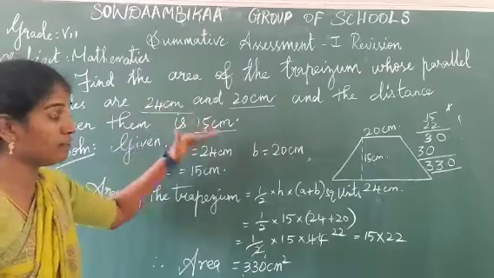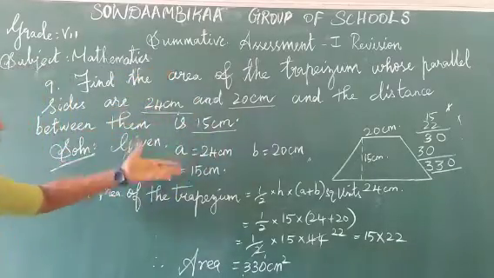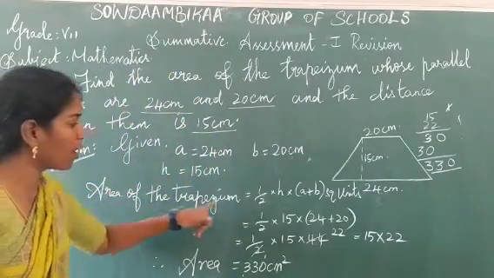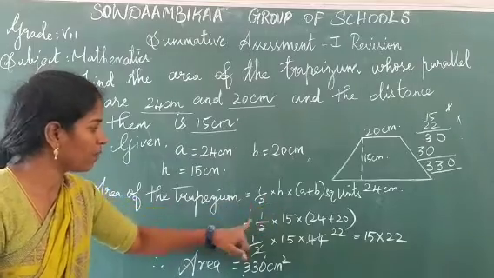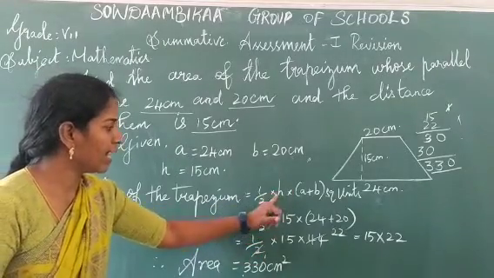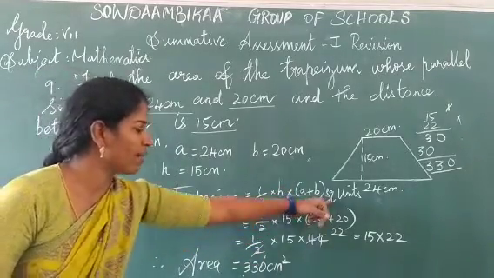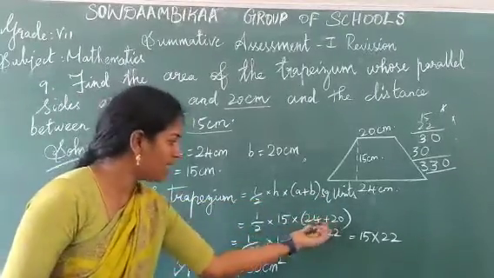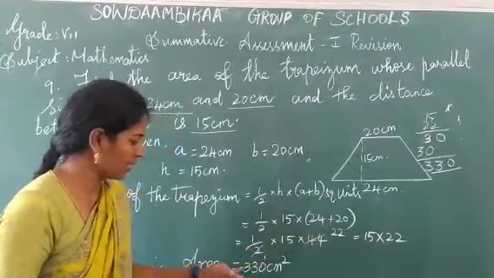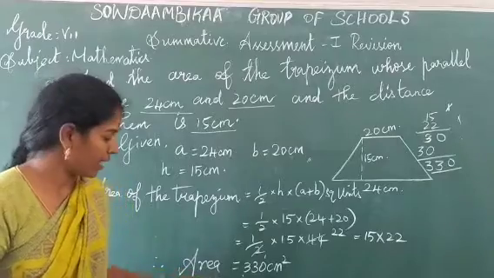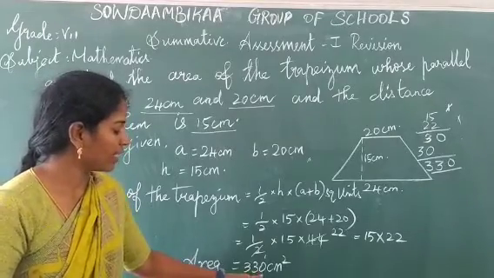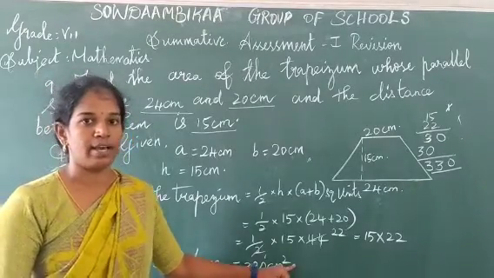This is a simple sum here. First, we have to write down the given values and write the formula clearly and correctly. Half into h into a plus b square units. Using simple addition and simple multiplication and division, we get the answer. Area is equal to 330 centimeter square.